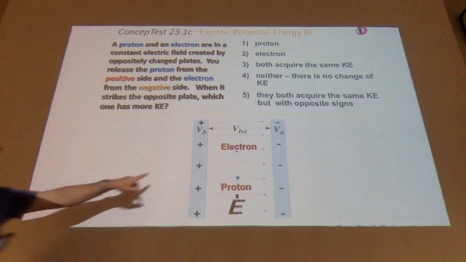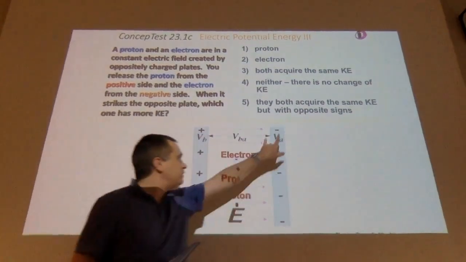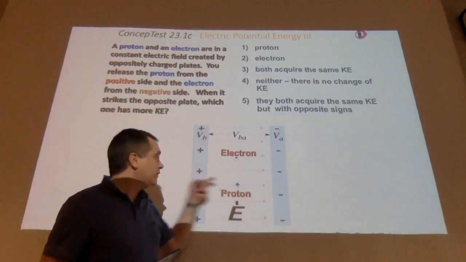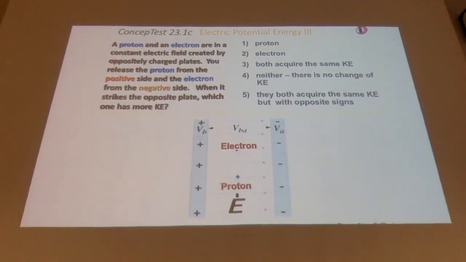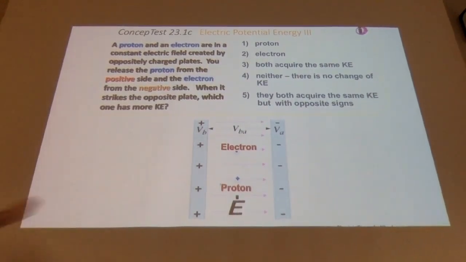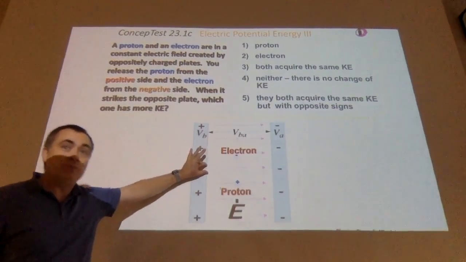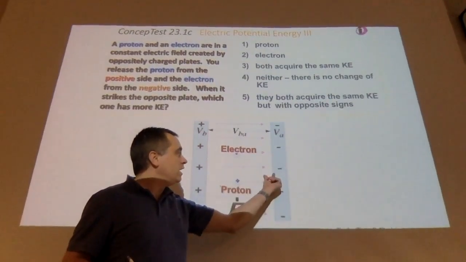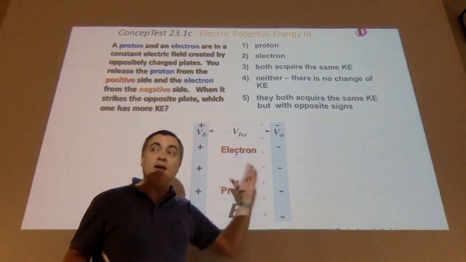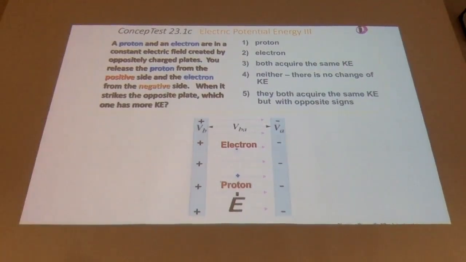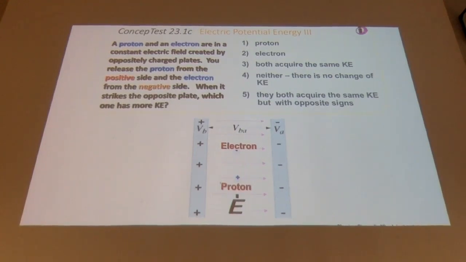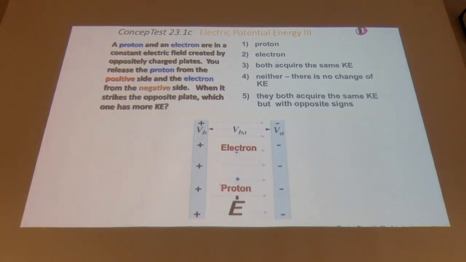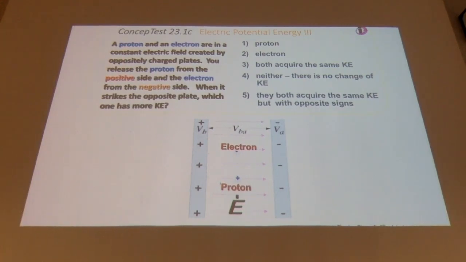Again, we've got this apparatus where we have a positively charged plate and a negatively charged plate. We have an electric field in between that points from positive to negative. This is saying that we take a proton and put it right next to the positive plate. We know it's going to get pushed this way. We're going to take an electron and put it right next to the other plate and release it. So we know that they're going to be pushed opposite directions and fly to the opposite plate. When they strike the opposite plate, which one has more kinetic energy?